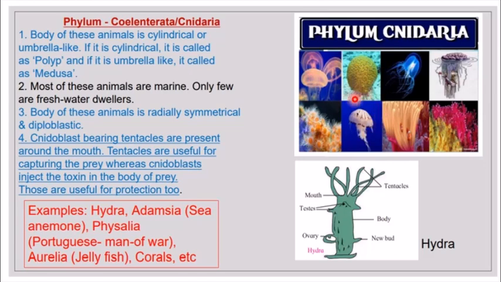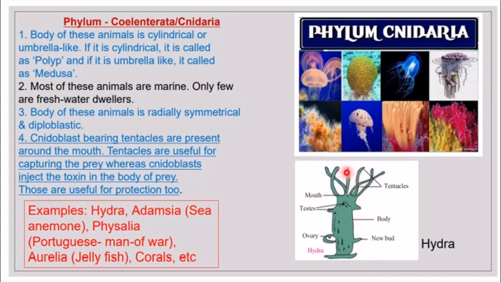If you see, they have a special structure. Some have an umbrella-like structure and some have a cylindrical structure, like hydra. Here you can see this has a cylindrical structure, but these have an umbrella-like structure. These organisms have umbrella-like and cylindrical structures, and according to their structure, if it is cylindrical, for example hydra, it is called a polyp.